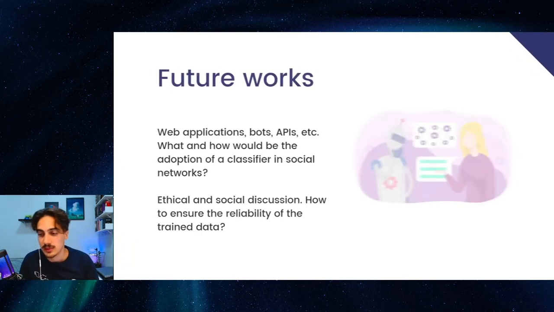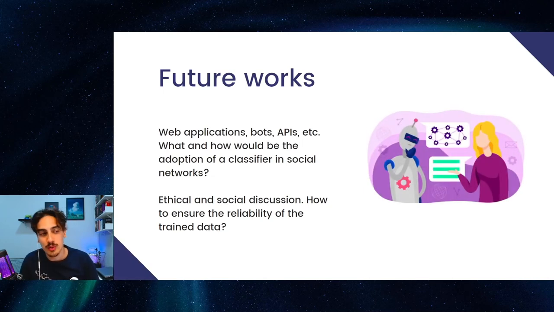And finally, for future work, we can start talking about web applications, bots, APIs, and more. Okay, so what and how would be the adoption of a classifier in social networks? How could we put this kind of feature into social networks and do a fast classification of news that are being shared, for example?